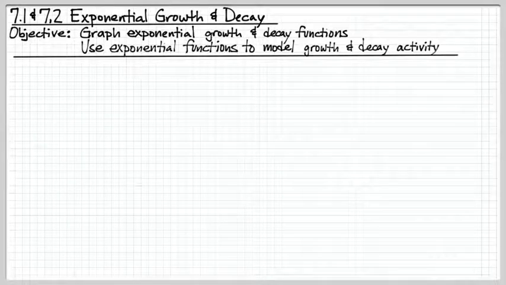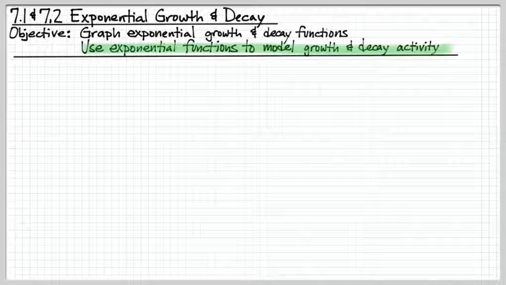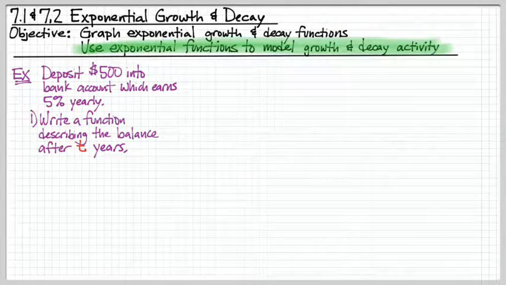So we're going to continue with this lesson in 7.1 and 7.2, and we're going to look at how exponential functions can be used to model very real-life activity, both growth and decay. Let's look at an example.